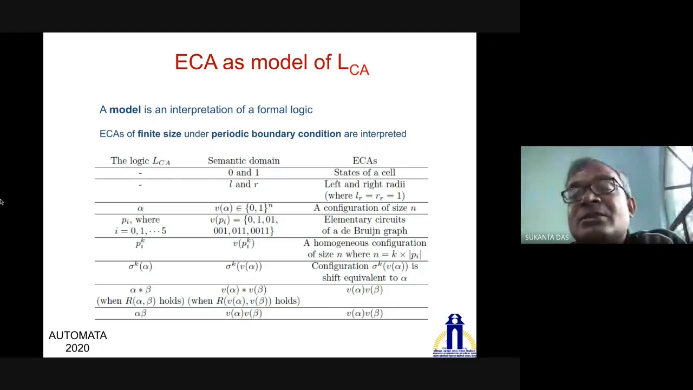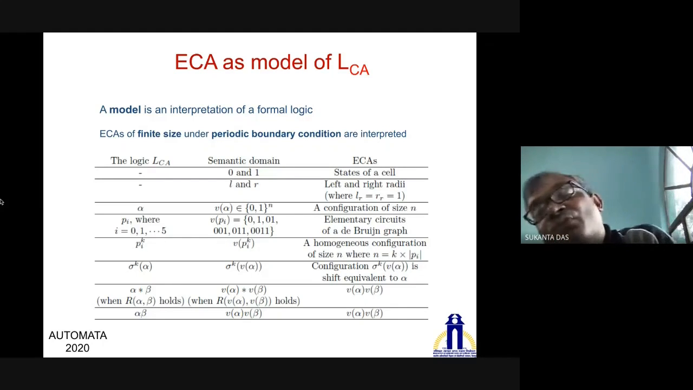Its meaning is we are giving meaning to ECAs in the domain of ECA as states of a cell, 0 and 1. And in the semantic domain, we get L and R, 2 integers. In case of ECA, they are actually the left radius and right radius, and here they specifically represent L, R, and RR as 1.